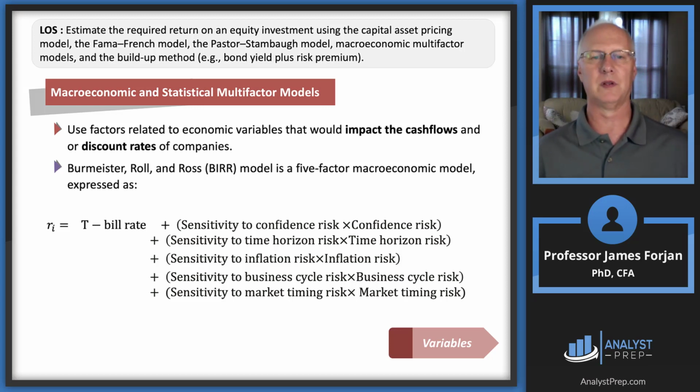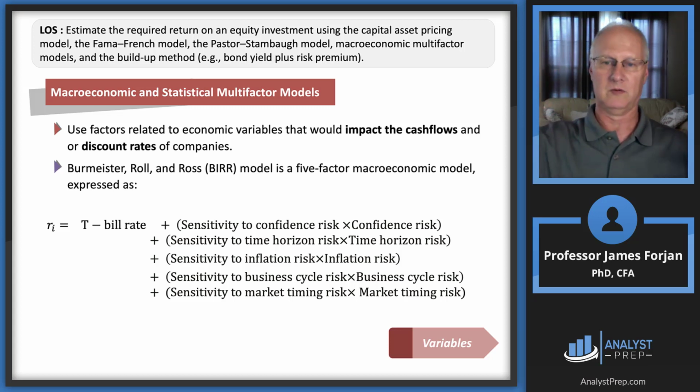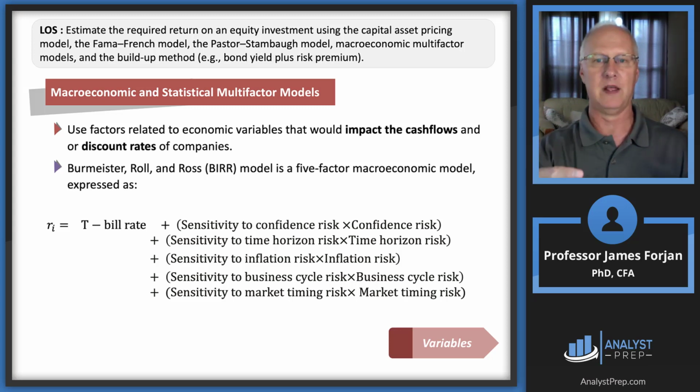And this was developed by Burmeister, Roll, and Ross. That's Ross of the APT. That's Roll of what is really the true market portfolio. But anyway, look down the right-hand side inside of the parentheses. Confidence, time horizon, inflation, business cycle, and market timing. All right, so we have 5 macroeconomic factors, right? So this is a multi-factor model. It's a multi-factor macroeconomic model because we're looking at things that are super important to the economy. And so if all of these things, are you ready for this? If all of these 5 variables are improving, well, that probably means that the economy is expanding. Well, then that required return on an individual stock or a portfolio of stocks is probably going to reflect that increase in all of those variables.